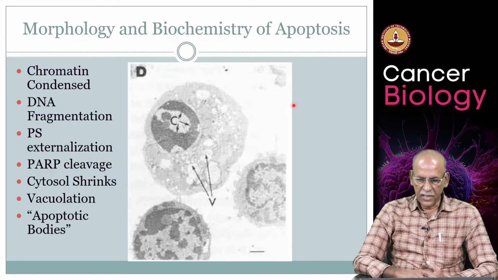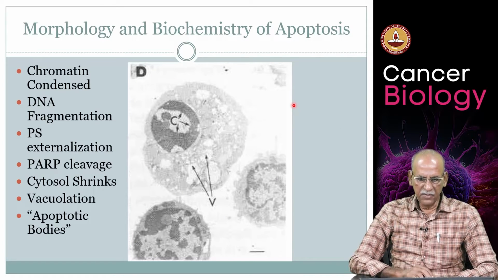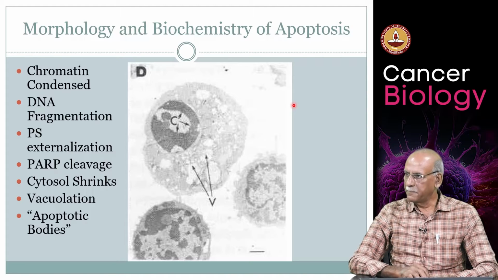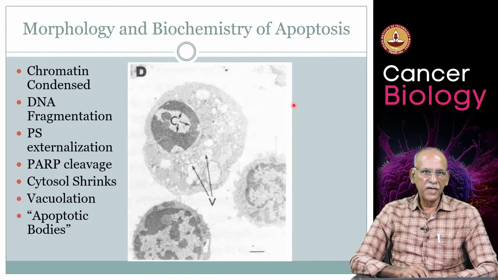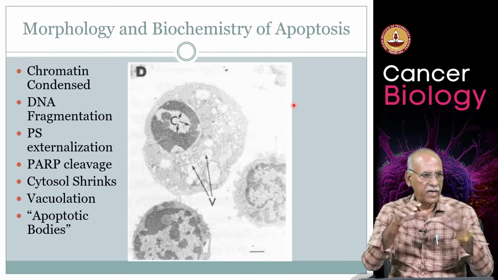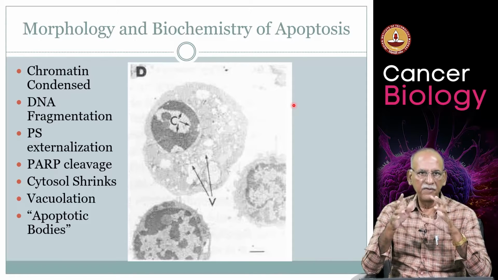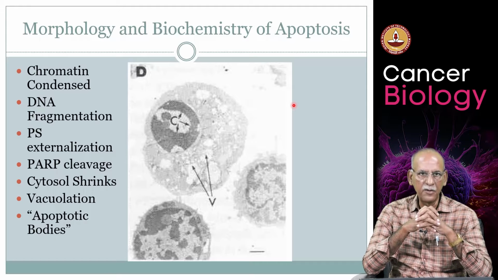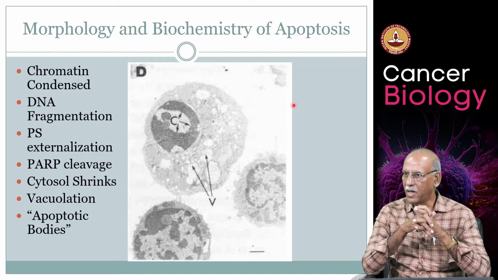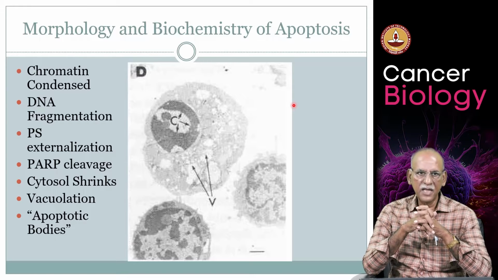Like I said, we will come back to the structural features. Some of the biochemical features are that chromatin is very much condensed in apoptotic cells. There is a fragmentation of DNA and the phosphatidylserine which is usually present on the inner membrane gets externalized. We will look at why that is important, I will just tell you. And then one of the caspase 3 substrates is called PARP. The PARP is cleaved, that means caspase is activated.